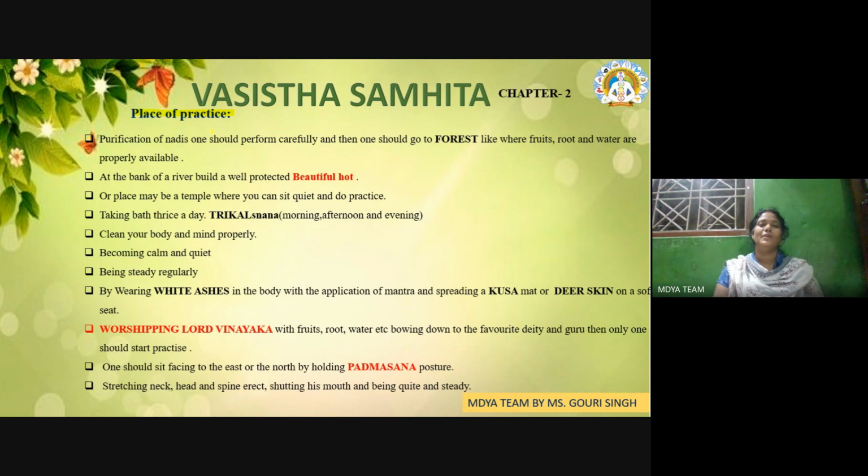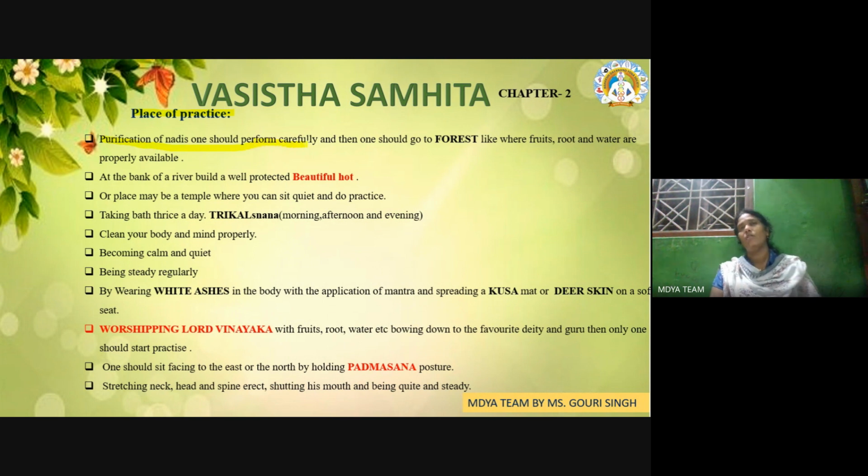So next is the place of practice, meaning where one needs to do the practice, which is discussed in this. After this, the discussion begins. What Vasishtha says is that purification of the nadis one should perform carefully.